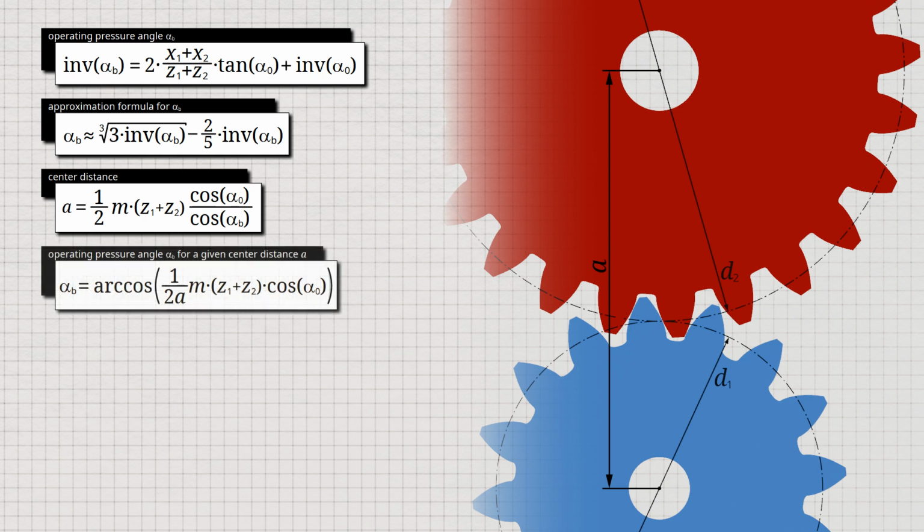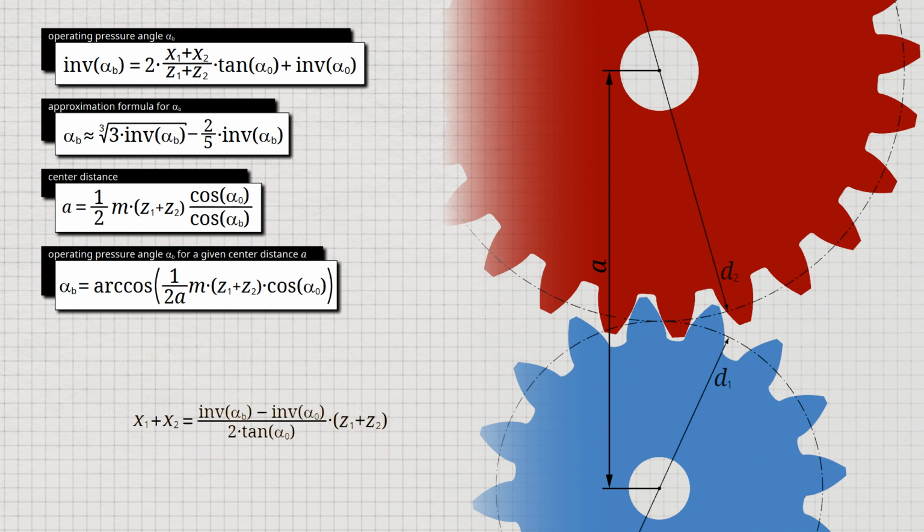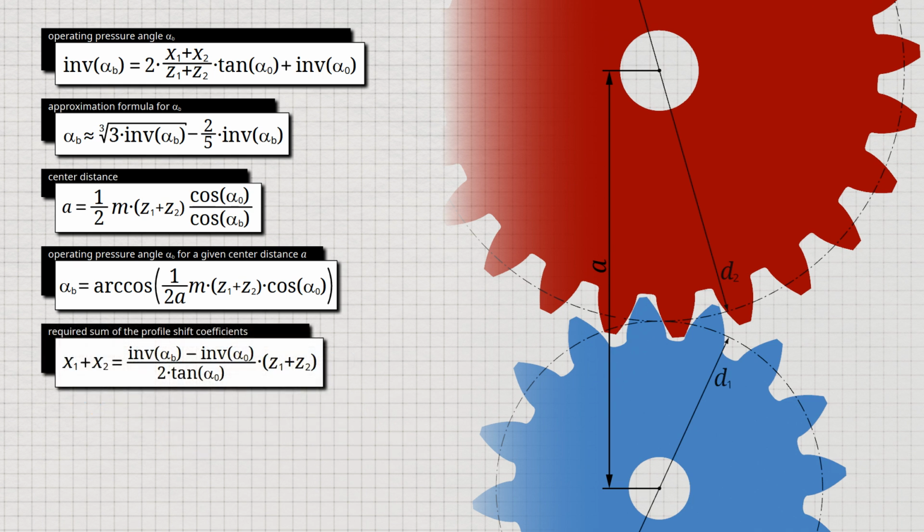With this operating pressure angle, the required profile shift coefficients can now be determined from the previously derived formula. This is done by solving the equation for the sum of the profile shift coefficients x1 and x2. This results in the formula shown. If a certain center distance is to be achieved by a profile shift, the sum of the profile shift coefficients must satisfy the derived equation. As long as this equation is satisfied, the coefficients x1 and x2 can be chosen arbitrarily.